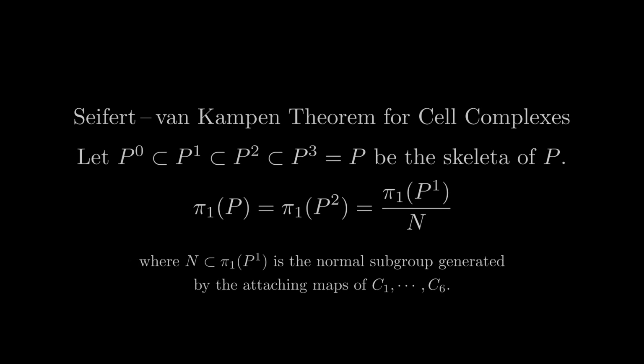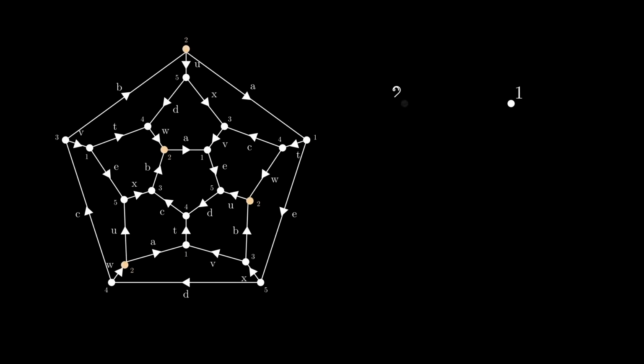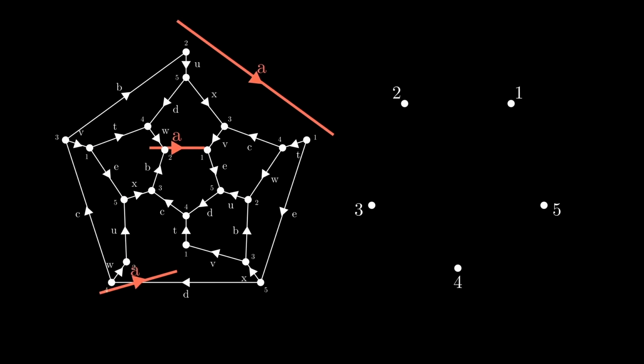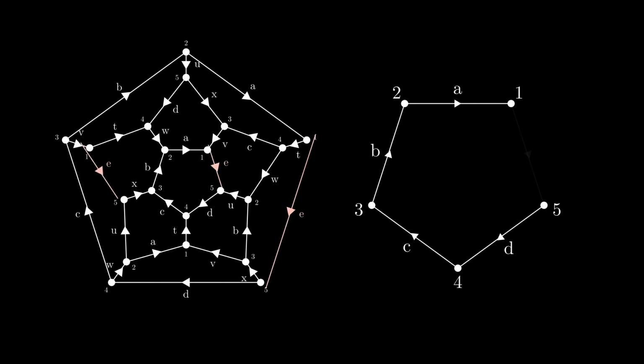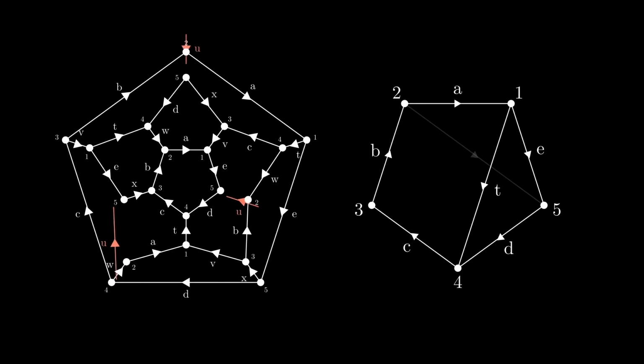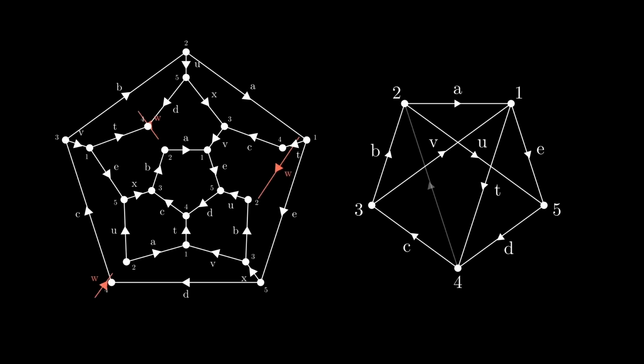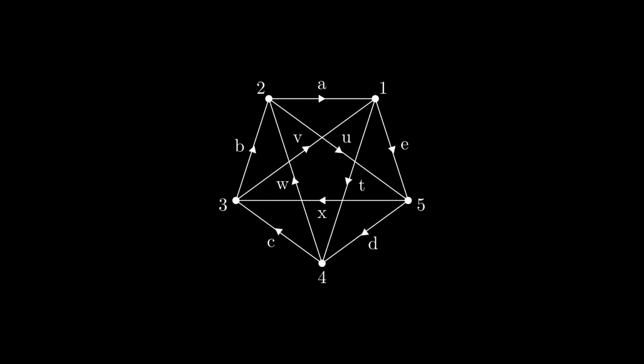Let's start with the top. The 0-skeleton consists of the 5 vertices. We construct the 1-skeleton by adding in all the edges. What we get is this pentagram shape, which is the complete graph on 5 vertices. Every vertex is connected to every other vertex by exactly 1 edge.